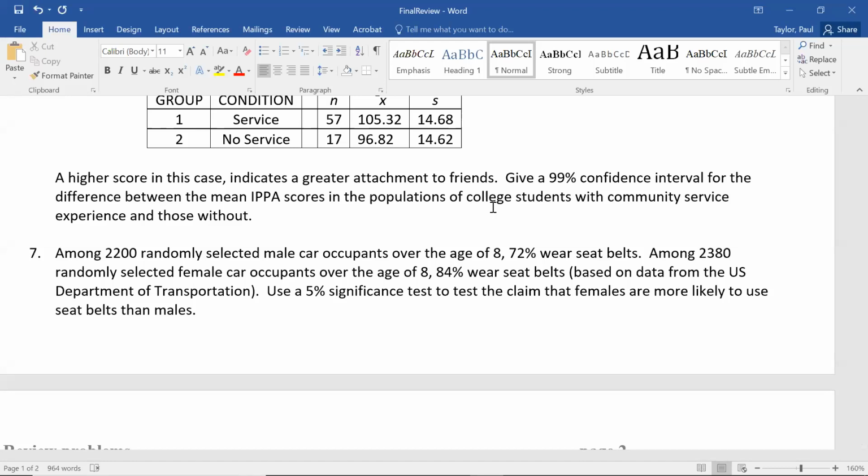I don't know if that's real data. I think that I got this question from another stat teacher. I think they just made that up. Those numbers seem really low.